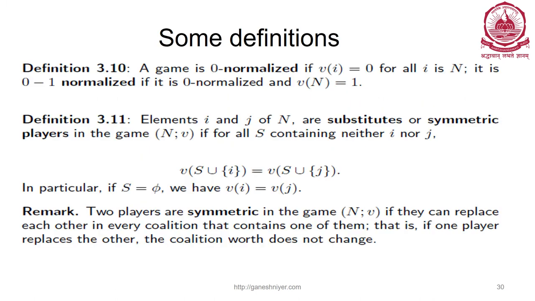Some definitions. A game is 0 normalized if V of i equals 0 for all i. If it is 0-1 normalized, that means it is 0 normalized and V of N is 1. Elements i and j of N are substitutes or symmetric players in the game if V of S union i is V of S union j, which means V of i should be V of j. They are called symmetric players.